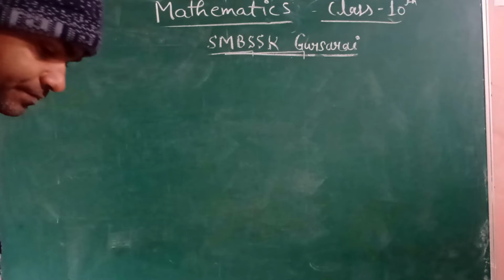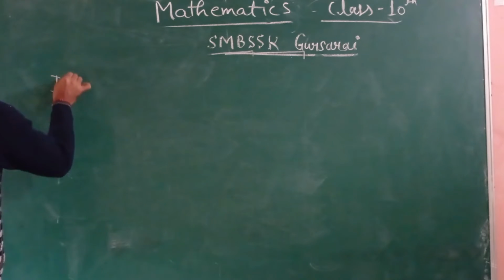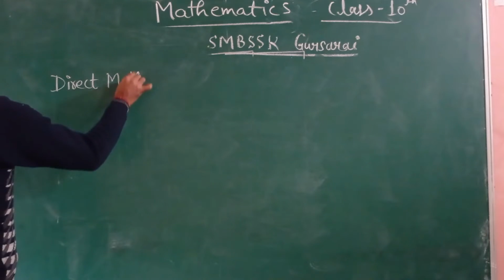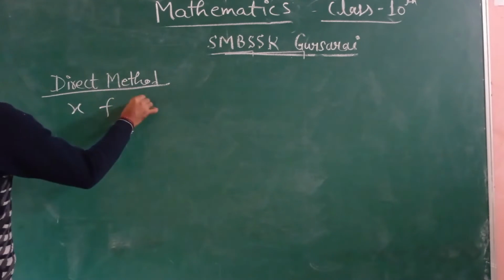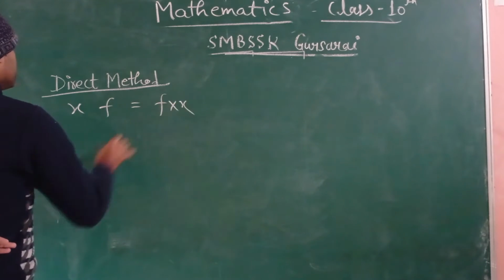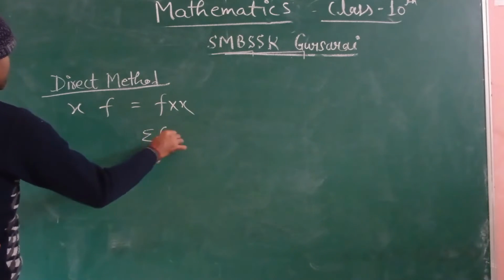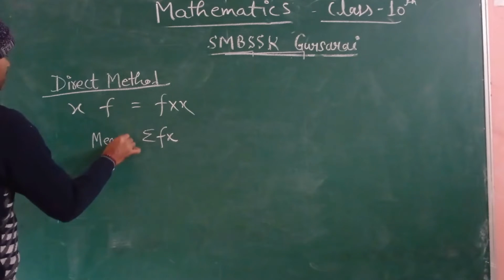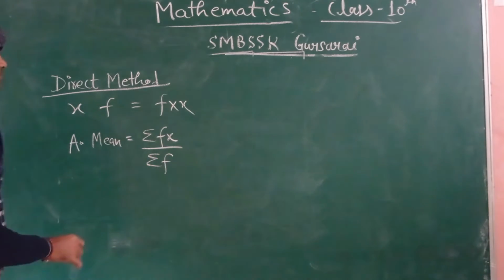So now the assumed mean method is clear to you. So students, in the direct method, let us summarize the methods. In the direct method, we directly multiply x by f and find f into x. After that, we calculate the arithmetic mean, which is equal to sigma fx upon sigma f.